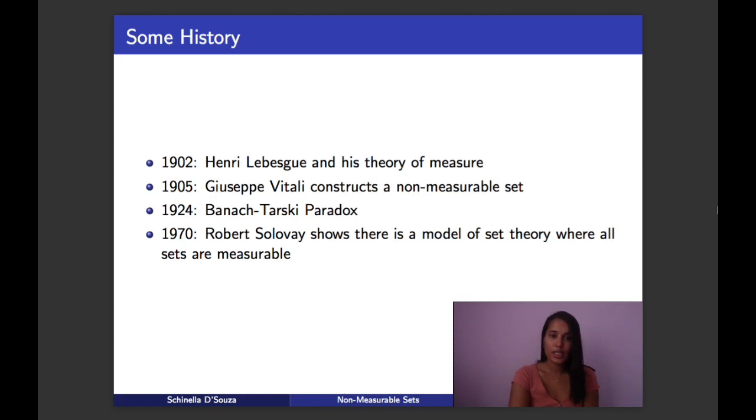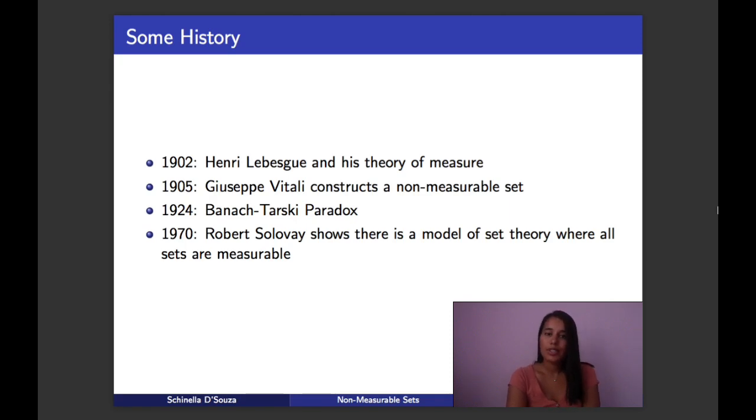3 years later, Giuseppe Vitali constructed a set that was not measurable. In 1924, Stefan Banach and Alfred Tarski introduced their famous paradox. And lastly, in 1970, Robert Solovay was able to show that there is a model of set theory that does not have these so-called non-measurable sets.